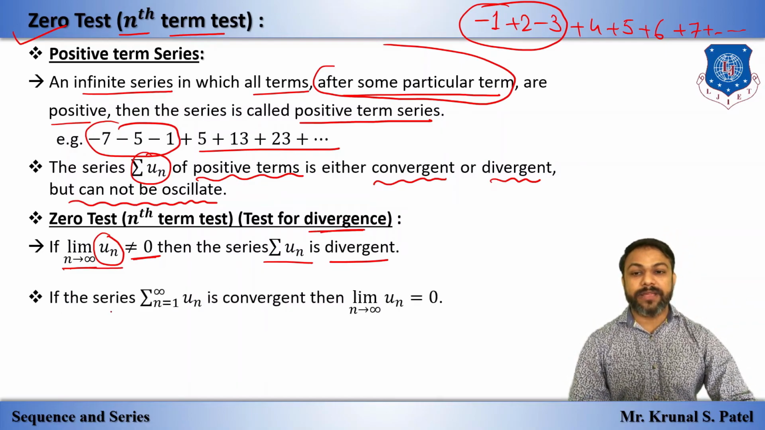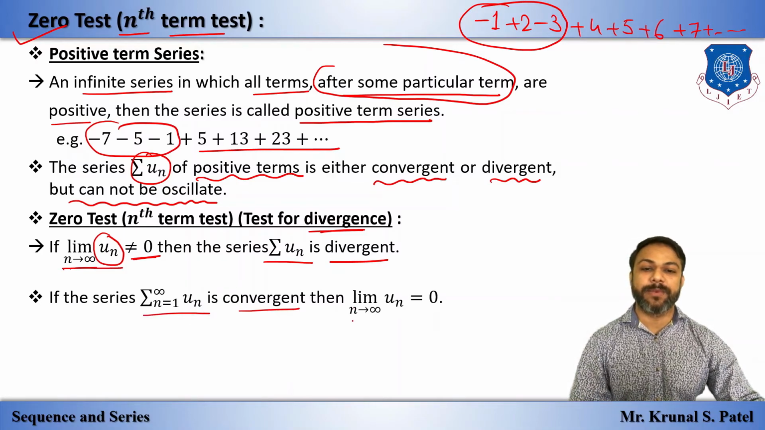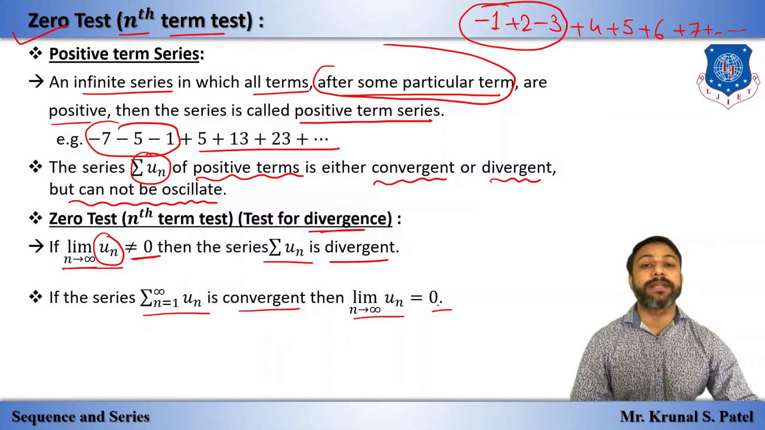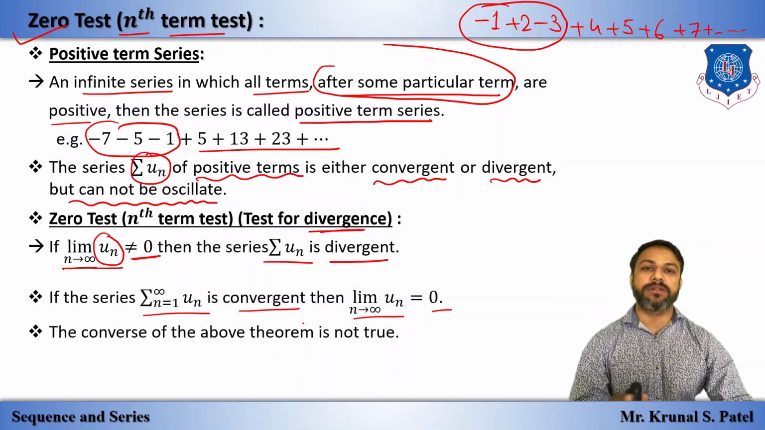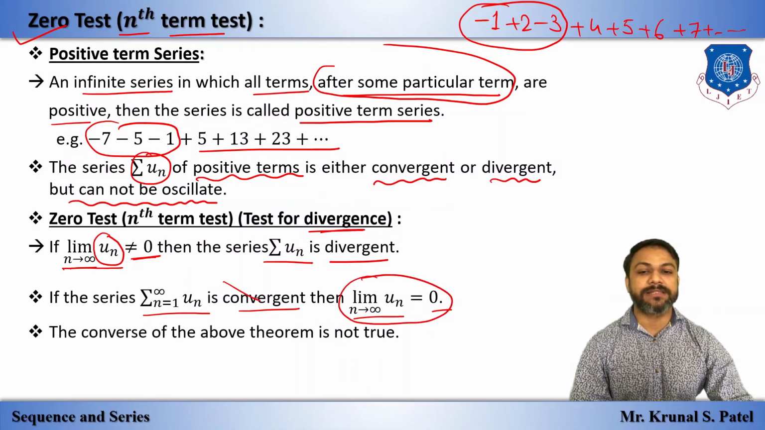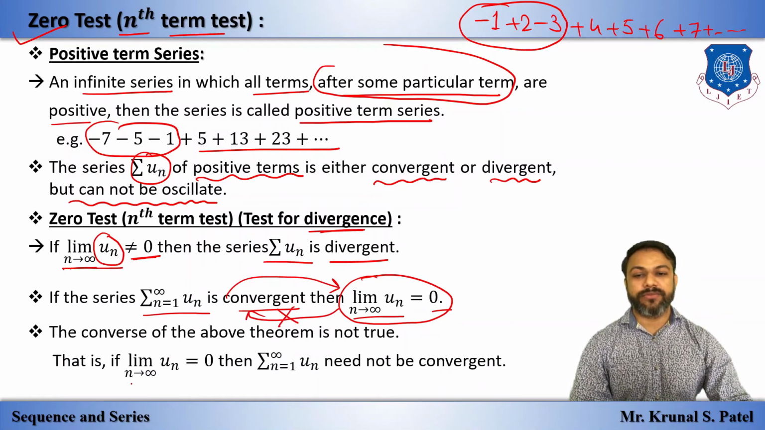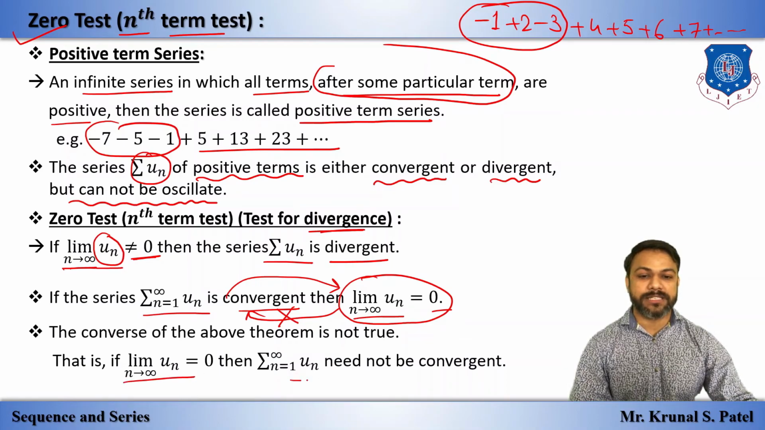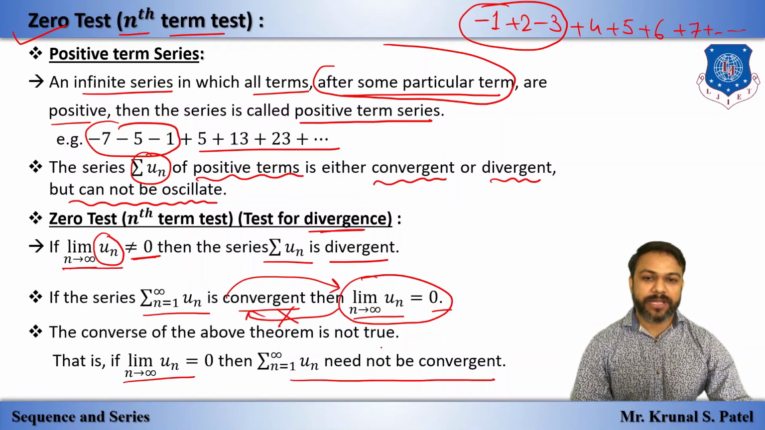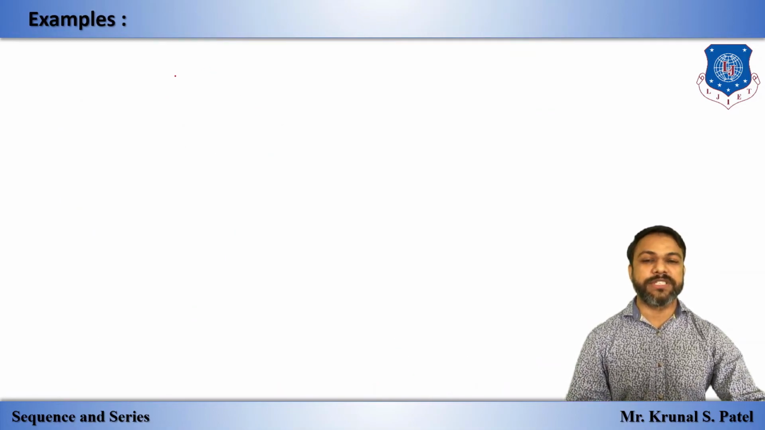One remark: if the series sigma un is convergent, then the limit as n tends to infinity of un is 0, but its converse is not true. That means if the limit of un is 0, then we cannot say it is convergent. This is possible, but it is not always true. So if this limit is equal to 0, the series need not be convergent. Now let's have a look at an example of the zero test.